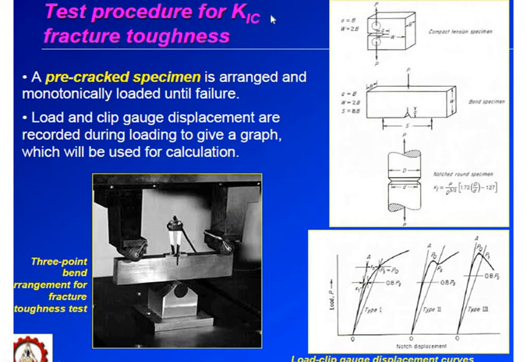So now what is the procedure to find out the KIC? So the test procedure to find out the KIC fracture toughness. In the right hand top diagram, all these specimens are specimens with a single notch. The first one is a compact tension specimen.